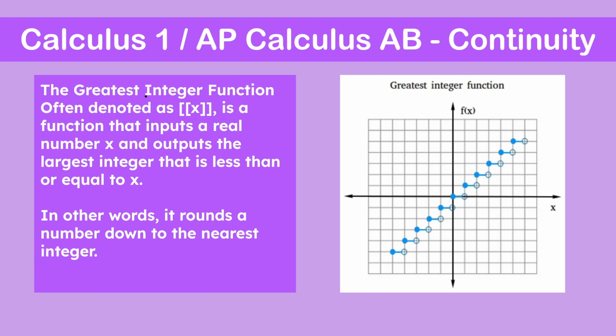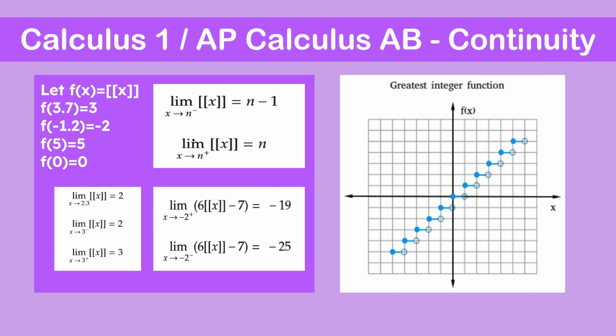Okay, so now let's talk about the greatest integer function. This is often denoted as double absolute value of x, or like this. And it's a function that inputs a real number x and outputs the largest integer that is less than or equal to x. So in other words, it rounds a number down to the nearest integer. So imagine we have 1. So 1 is right here, but the greatest integer that's less than or equal to 1 is just 1 itself. But let's say we have 0.5. So the greatest integer that's less than or equal to 0.5 is 0. It can't be 1 because that's greater than 0.5. So let's do some other examples of it.